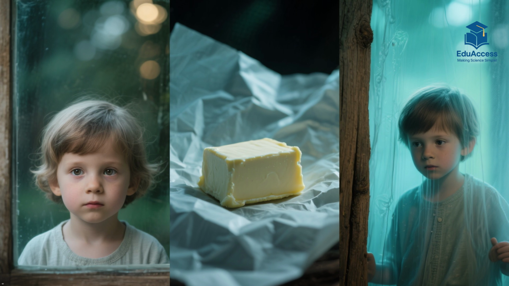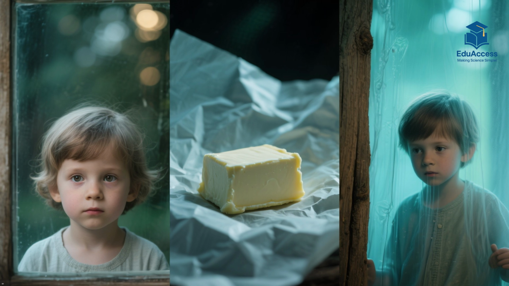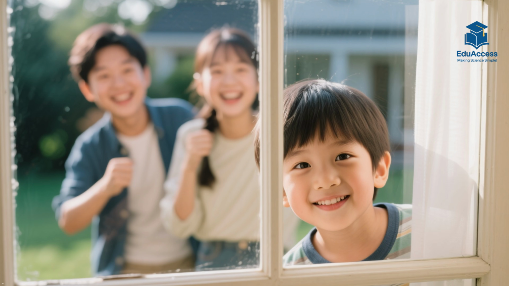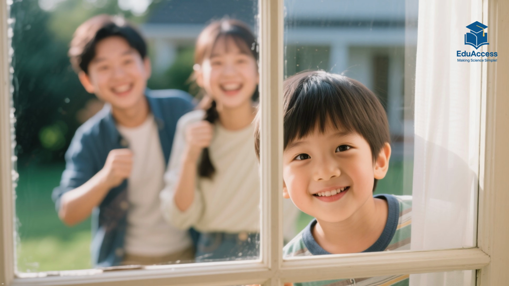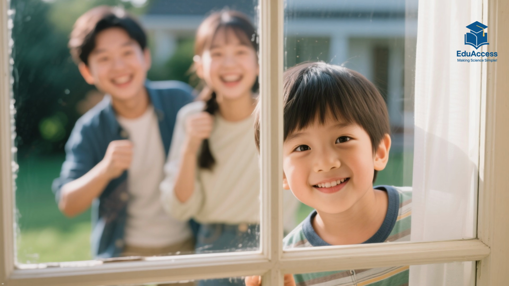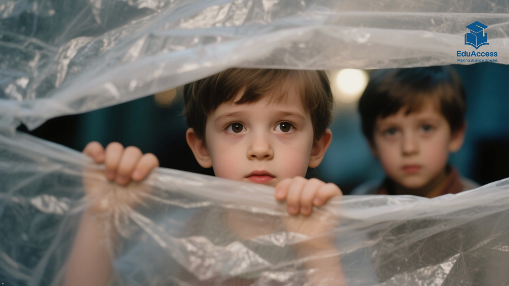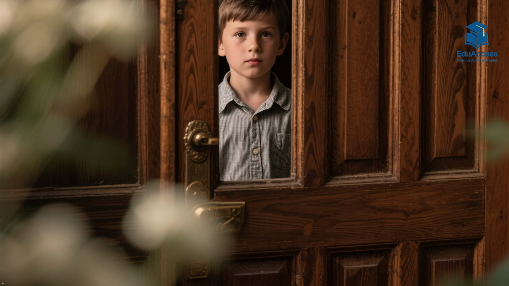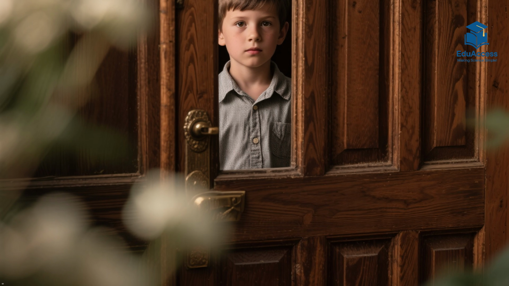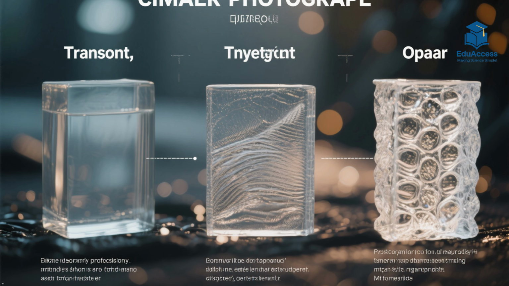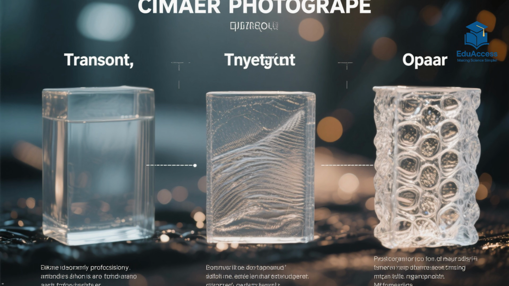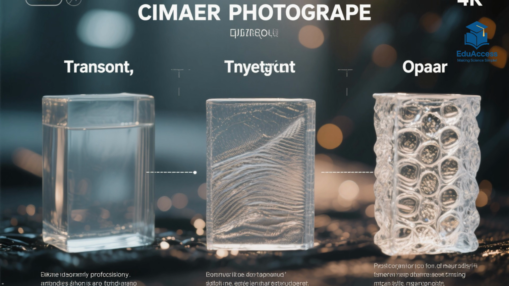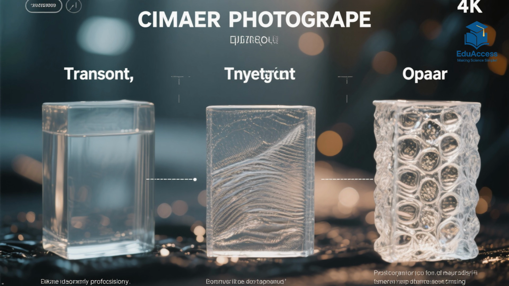Part C. Transparency. Transparent, translucent, opaque. Let's play a game of hide and seek. If you hide behind a glass window, your friends can see you clearly. Glass is transparent. If you hide behind butter paper, they see a blur. That's translucent. But if you hide behind a wooden door, they can't see you at all. Wood is opaque. So, transparent equals see-through, translucent equals partly see-through, opaque equals not see-through.